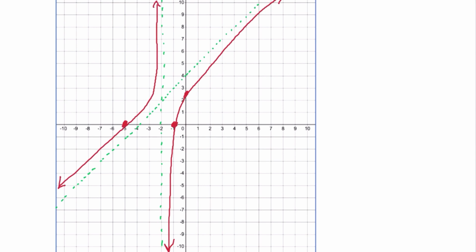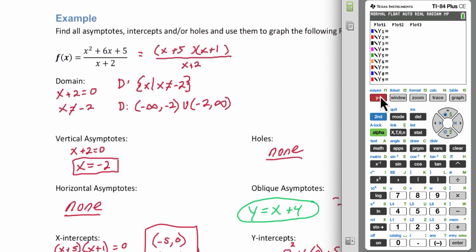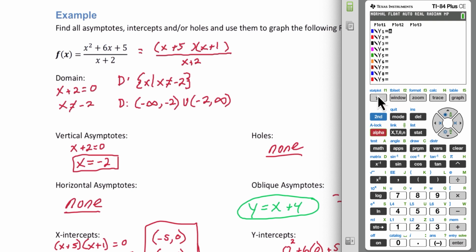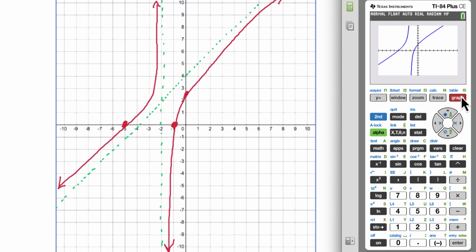If we wanted to be more accurate, we could certainly choose some values like 4, 5, 6, and so on, and plug those into the function to get more accurate points. But we're going for a rough sketch here. Let's throw it into the calculator and see if it looks okay. So y equals, I'll use alpha y equals to get the fraction notation. Then we type in the numerator, x squared plus 6x plus 5, all over x plus 2. Then when we graph that, make sure it looks the same, and it looks like we're good.